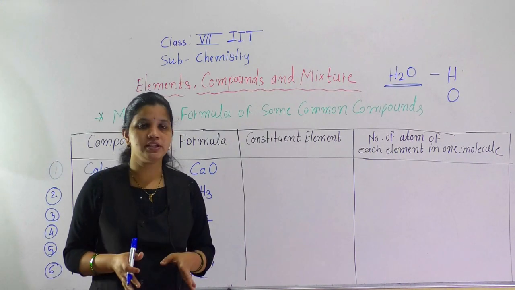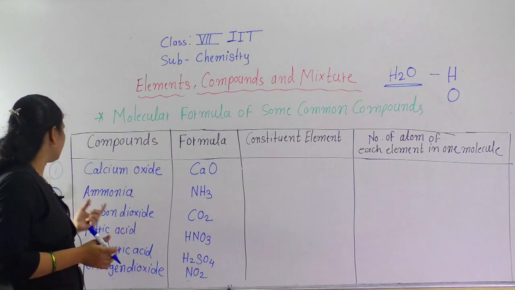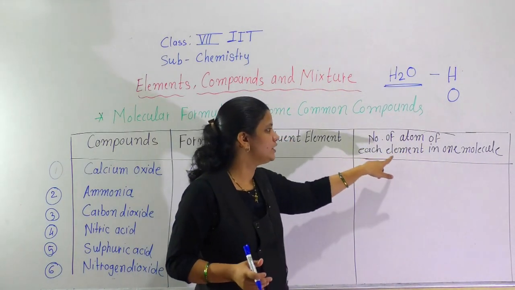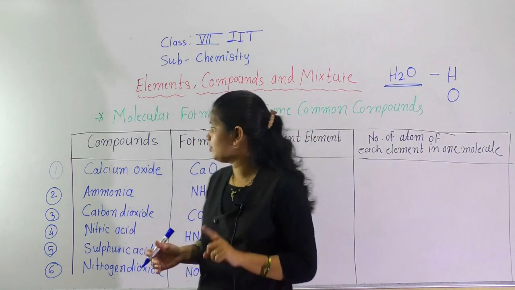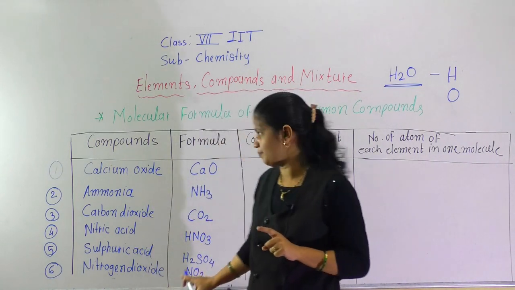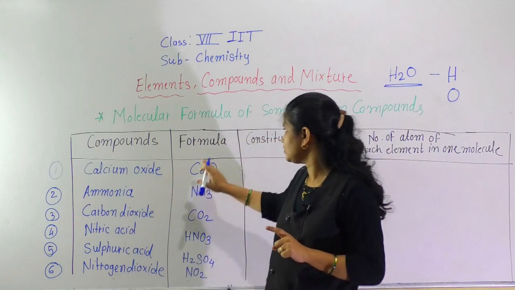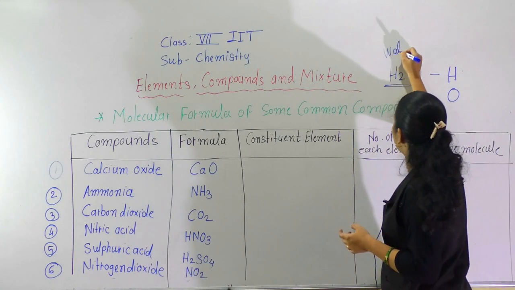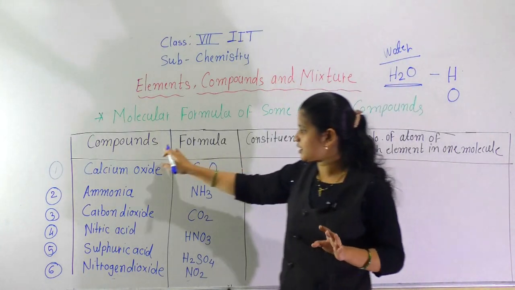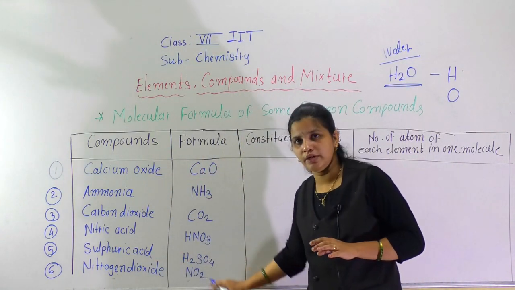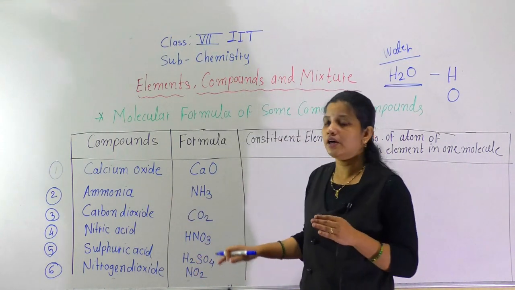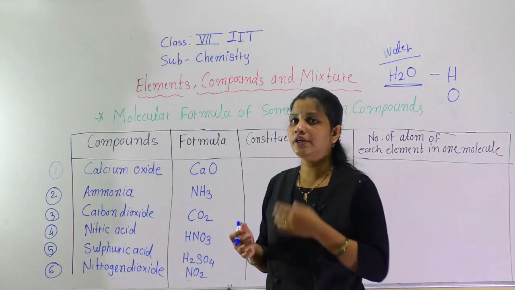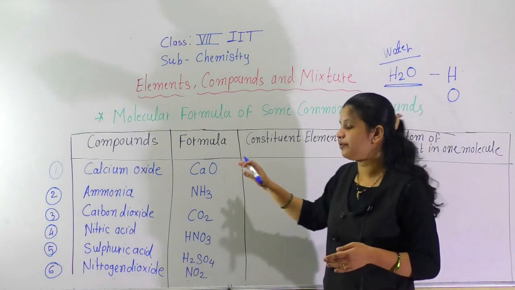Okay. So, now first we will see what exactly we have to do here. See the columns: compound formula, constituent elements, number of atoms of each element in one molecule. These are the names of the compounds. For example, H2O is a formula, but the name is water. And these are the formulas of those particular compounds. See how this formula comes, when we learn atomic structure and electronic configuration, then you will understand how this formula comes.